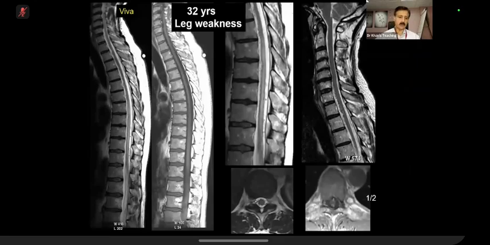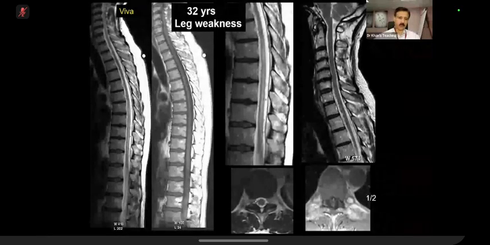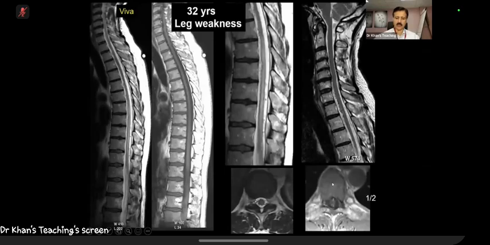Over to you. So look at this cord. What is happening? So on this T2 weighted sequence, there's significant myelopathy. Sorry, let me explain to you, because the sequences are not ideal. This is a T2, this is a T1, this is a close-up T2, again T2, this one is T2, this one is post-contrast T1.